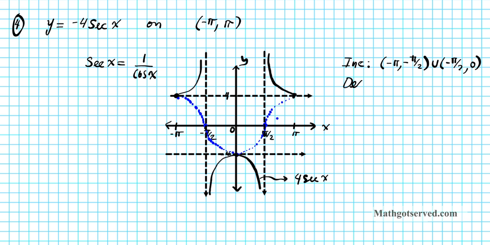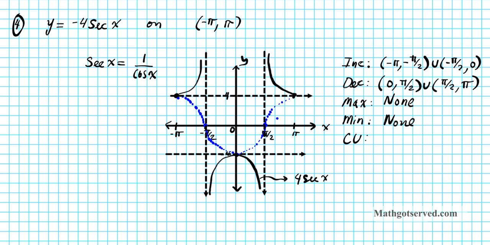Now where is it decreasing? It's decreasing from 0 to pi over 2, and then it's also decreasing from pi over 2 all the way to pi. Now extrema, the max and the min. The maximum, in these two portions right here, it goes up forever to infinity, so there isn't any maximum value for this function. And then a minimum, in these two portions here, it goes down forever, so you do not have a minimum.